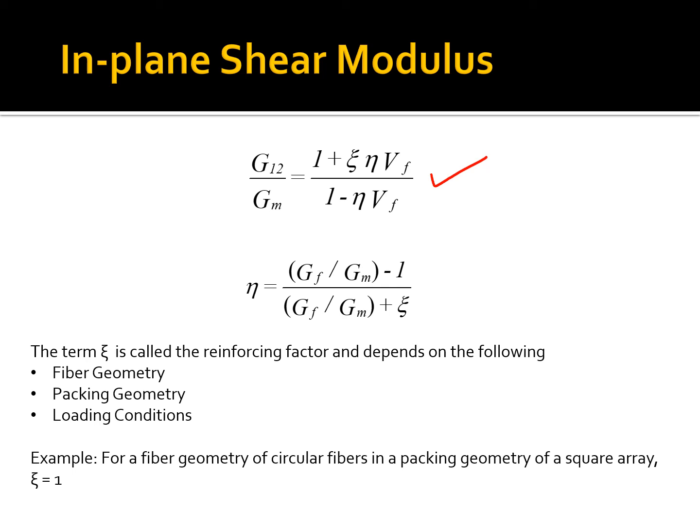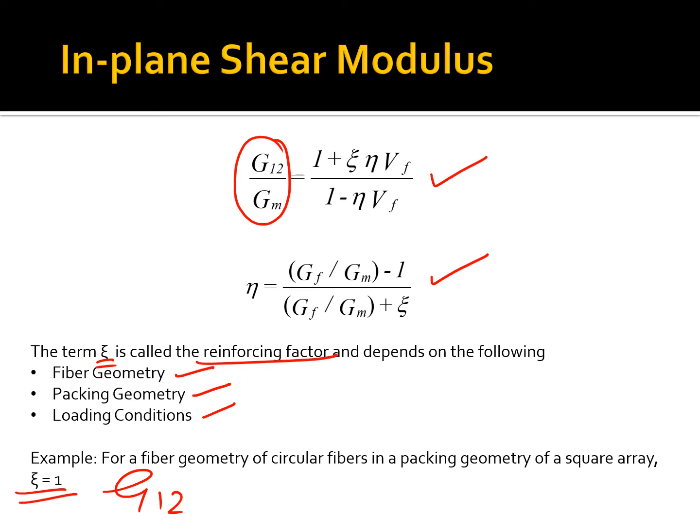In the in-plane shear modulus, we have the same thing. The formulas are similar. The only difference is that you now have the ratio between G12 and GM. Xi is still called the reinforcing factor. It depends on the fiber geometry, packing geometry, and loading conditions, just like we talked about. However, for G12, Xi is not 2, Xi is 1. It all comes from the 3D model which they developed, so it's not anything which they are just picking out of a hat. But the Xi value turns out to be 1 if you have circular fibers in a square array.